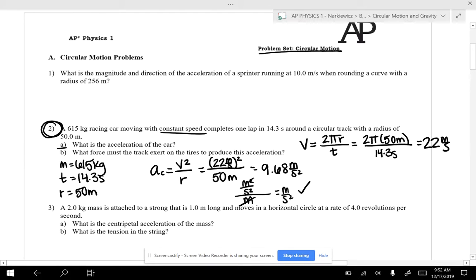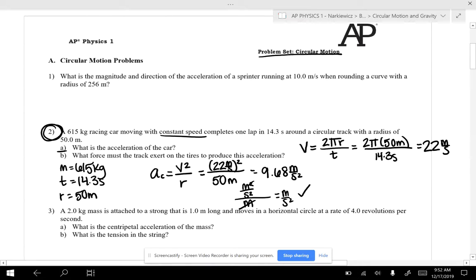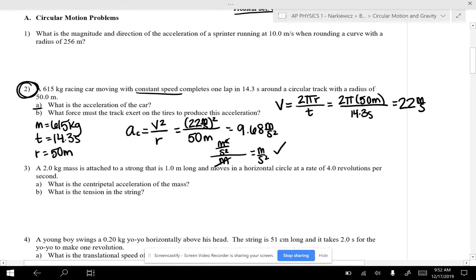Hooray. So then it says, what force must the track exert on the tires to produce this acceleration? So when you're moving in a circle, remember your net force is really a centripetal force, which is caused by some other force. So whenever you have a car going around a circle, it's actually the friction force causing you to move in that circle. So that's what we're going to solve for.